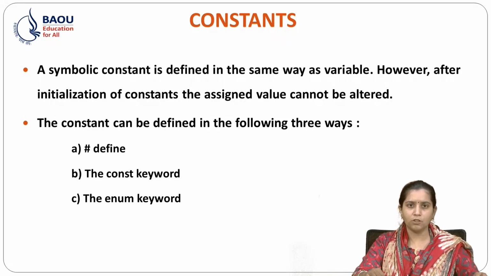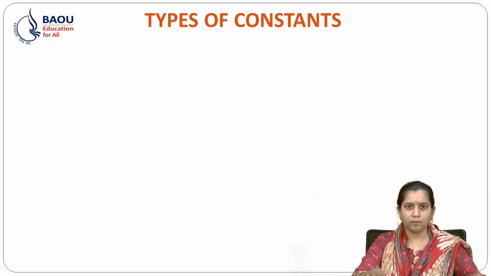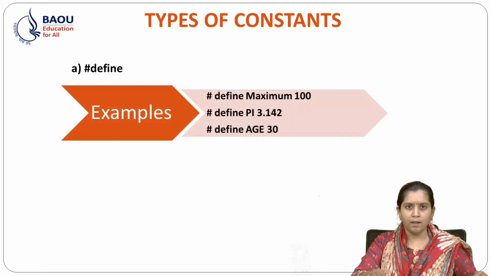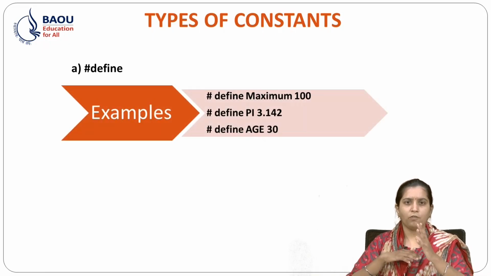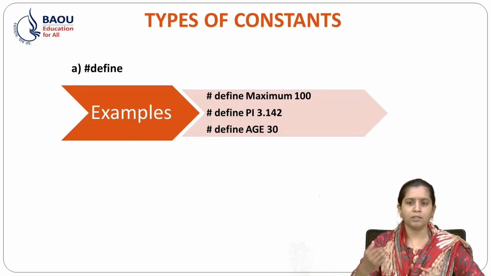What is hash define? Hash define is a preprocessor directive that can be used for defining constant, such as #define MAXIMUM 100, #define PI 3.142. So these are the examples of constants using hash define.